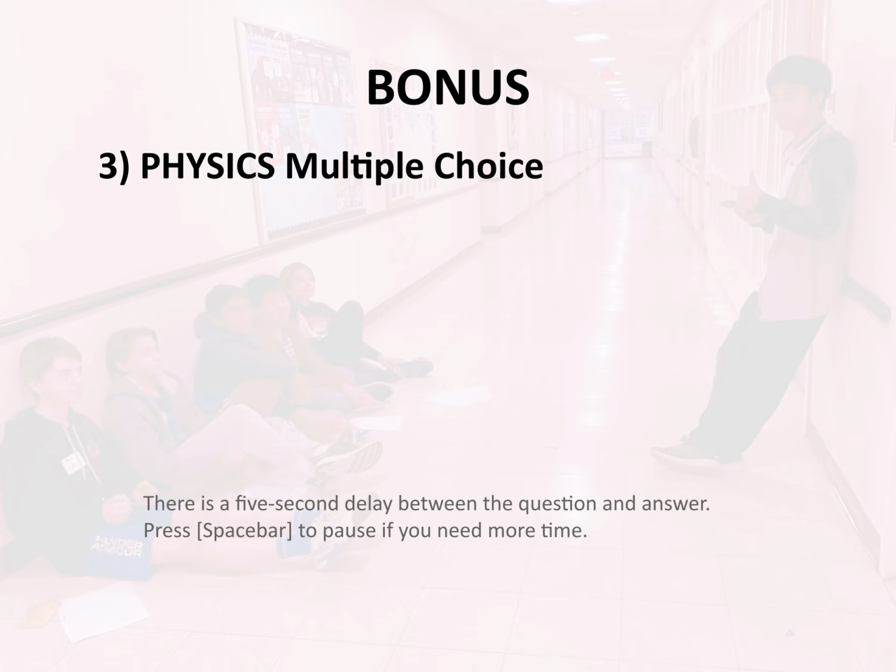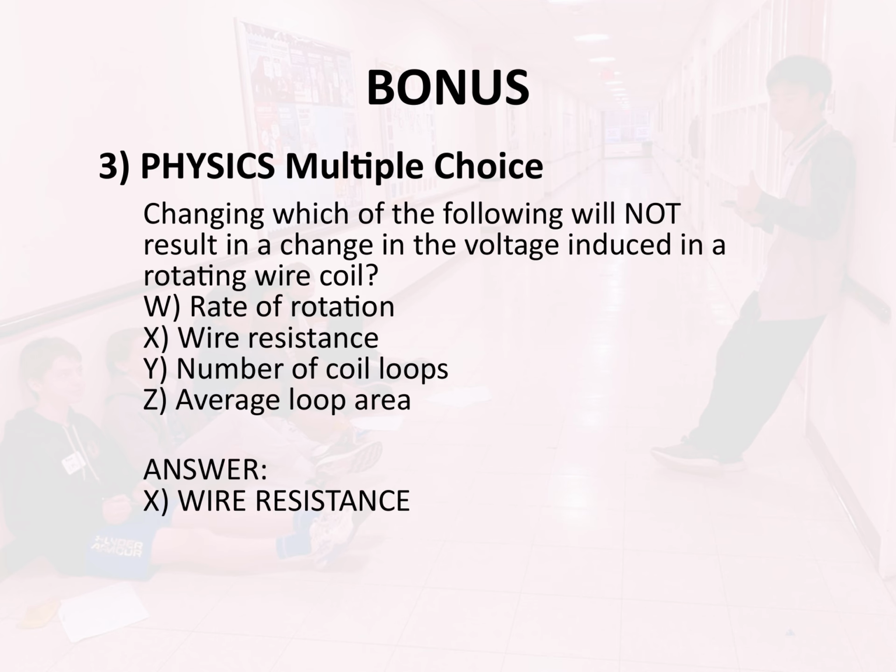Bonus 3. Physics. Multiple choice. Changing which of the following will not result in a change in the voltage induced in a rotating wire coil? W. Rate of rotation. X. Wire resistance. Y. Number of coil loops. Z. Average loop area. Answer. X. Wire resistance.